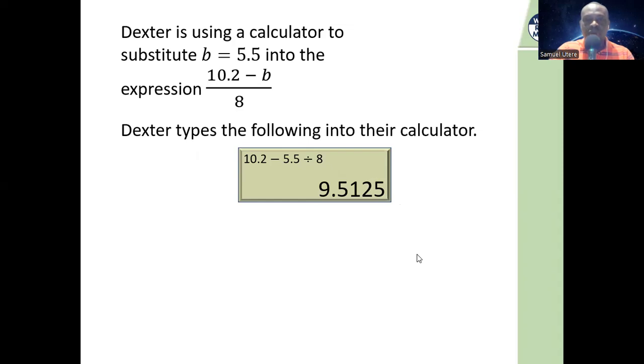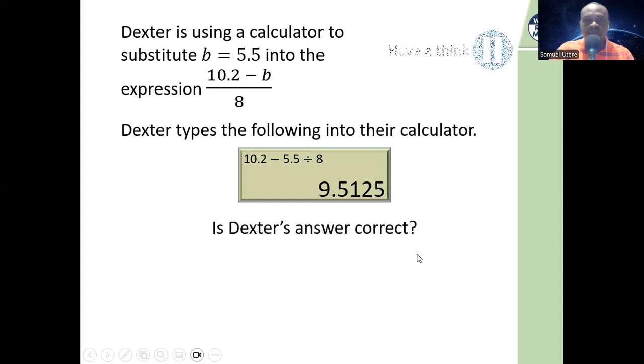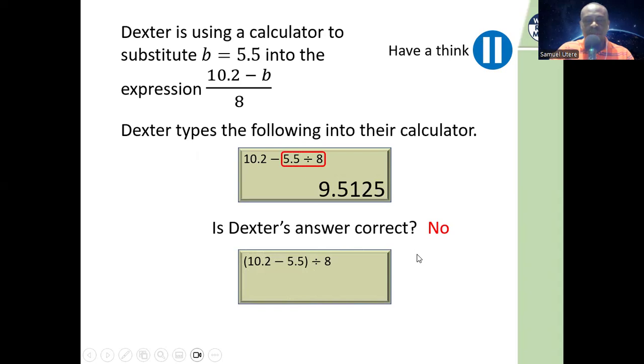So a proper way to do it is to use brackets. In your calculator, you would see the sign to input. You press the bracket sign first, type 10.2 minus 5.5, and then you press the other bracket sign to close it before you divide by 8.